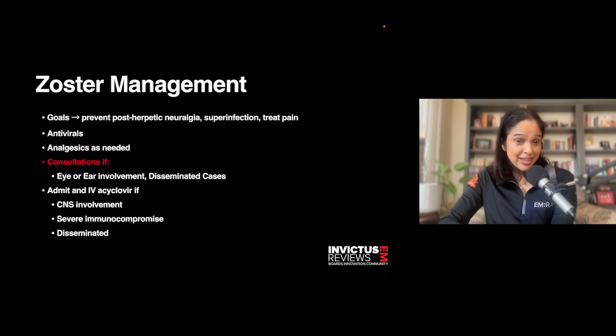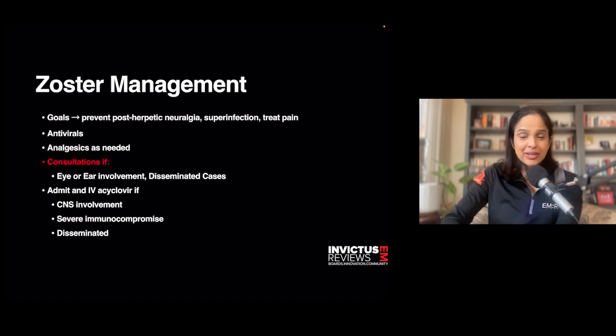So antivirals, analgesics if needed, consultations if you've got eye or ear involvement, or disseminated cases are going to need to come into the hospital for intravenous antivirals and lots of consultations. So if there's CNS involvement, which does happen, or they're severely immunocompromised, disseminated, these are phone calls you're going to be making to the people who are taking care of them. Those are much higher levels of management. So just recognize they can be quite sick.